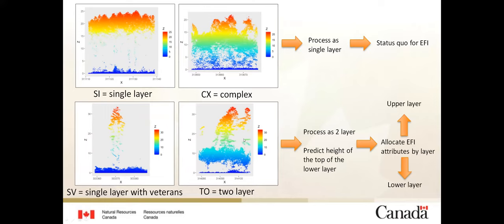So we've developed an automated approach to classify grid cells into these four classes. And then in order to process the two-layer stands, we need to predict the height of the top of the lower layer. And once we've done that, we use that height then to distinguish an upper layer and a lower layer. And we allocate the EFI attributes by layer. So the advantage of this is it allows us to provide much more rich information in the area-based inventory for the purposes of forest planning or operations. And the key thing is we are not designating which of the layers is the managed layer. Obviously, that's up to the forest manager to determine.